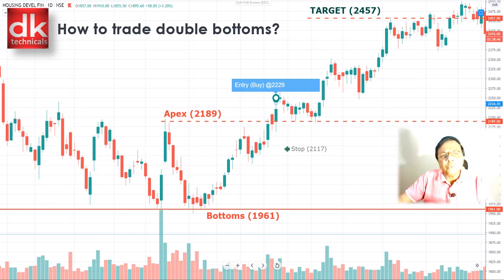So friend, this was all about the double bottom. Now let us discuss the important things to be kept in mind before we initiate the trade, and certain rules which you should always bear in mind before you trade the double bottom breakout.